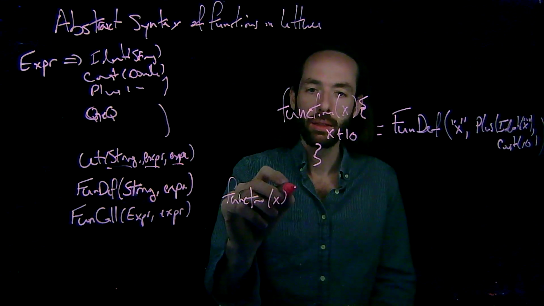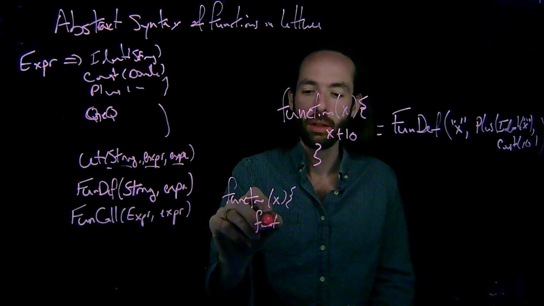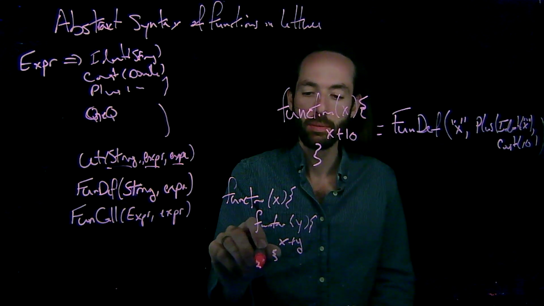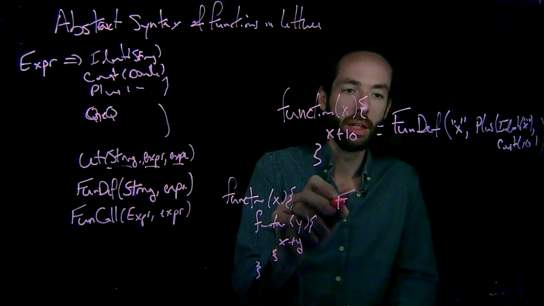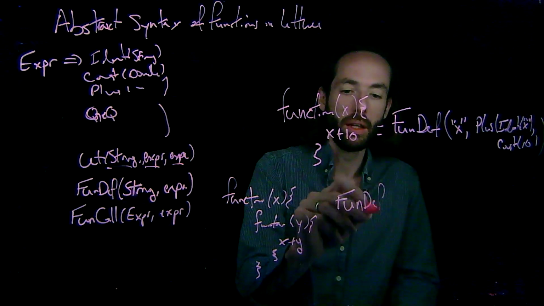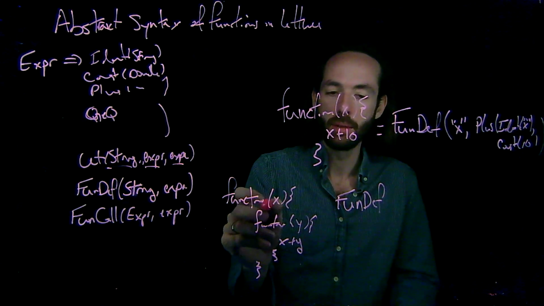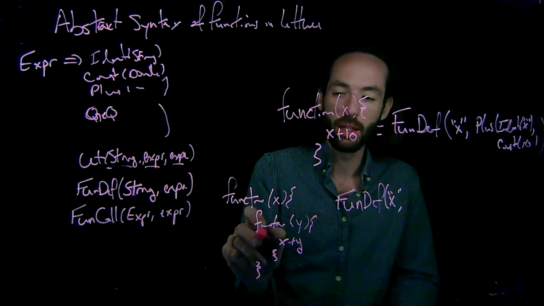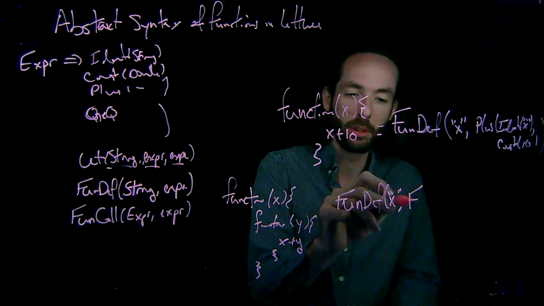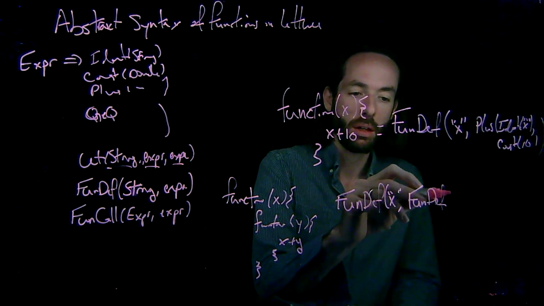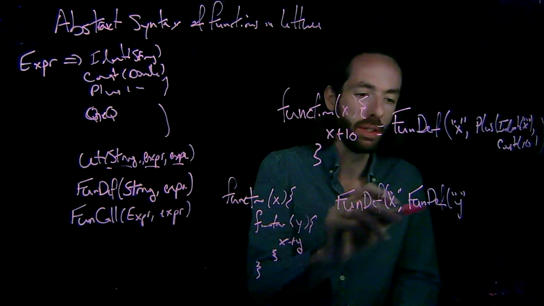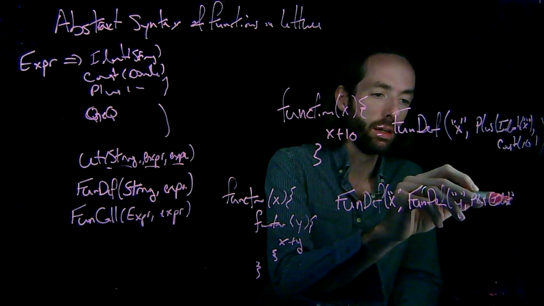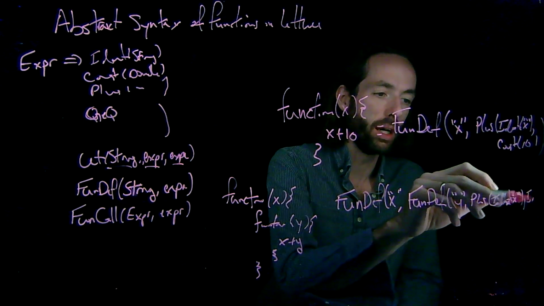Likewise, if we have nested functions, something like function of x is function of y, where we do x plus y, this is going to be nested fundef. So the first one, we have fundef of this outer unit, because we're going to take in an x, and what am I going to get out of it? Well, I'm going to get another function, which is going to be fundef, this time with y, and then the body of this, which is going to be plus ident of x, ident of y.